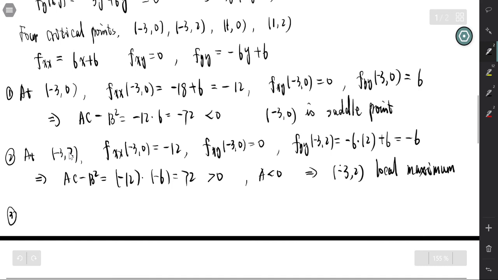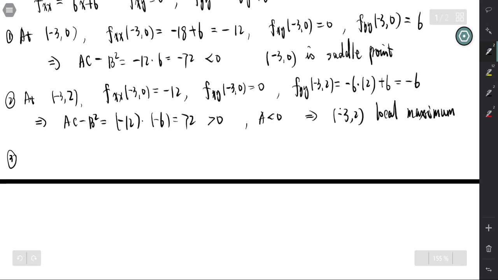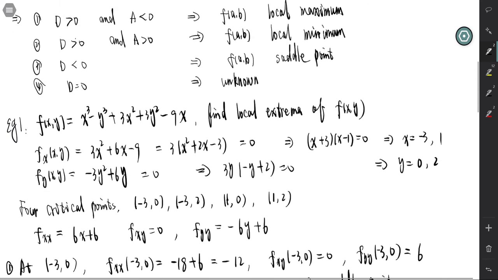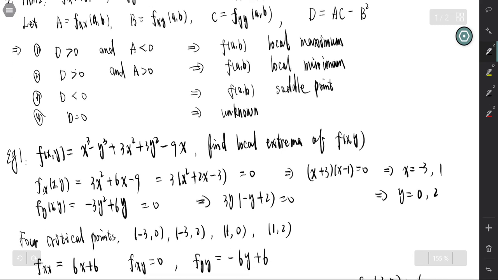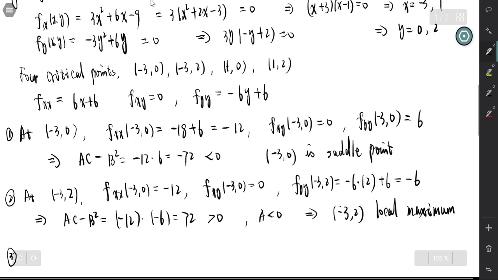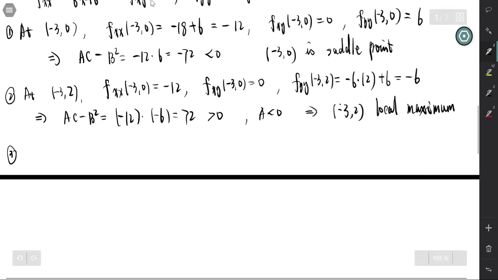Only when D is greater than zero is there a local extremum. When D is greater than zero and A is less than zero, it is a local maximum, and when D is greater than zero and A is greater than zero, that is a local minimum.